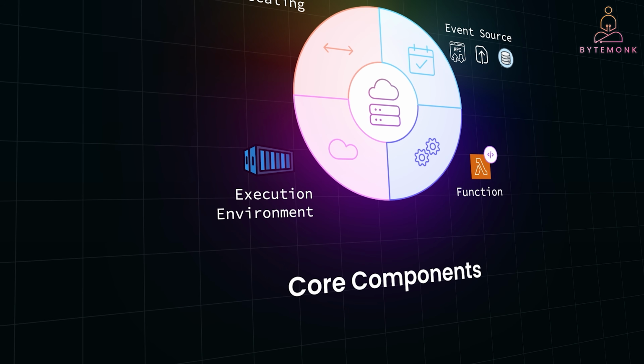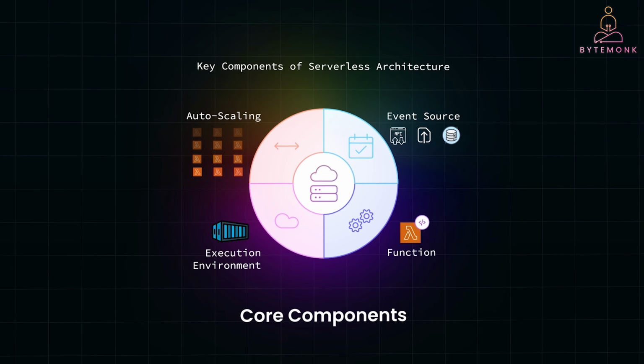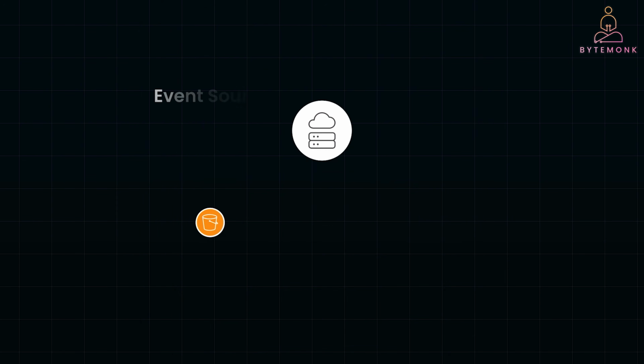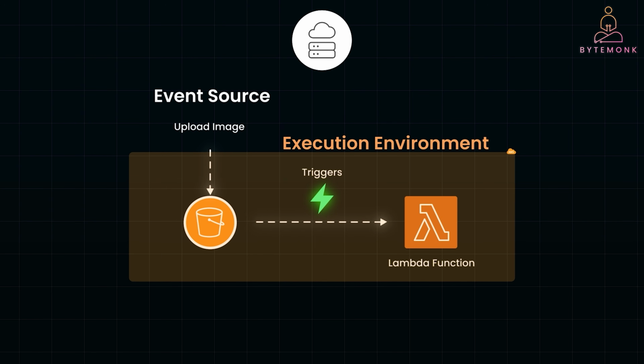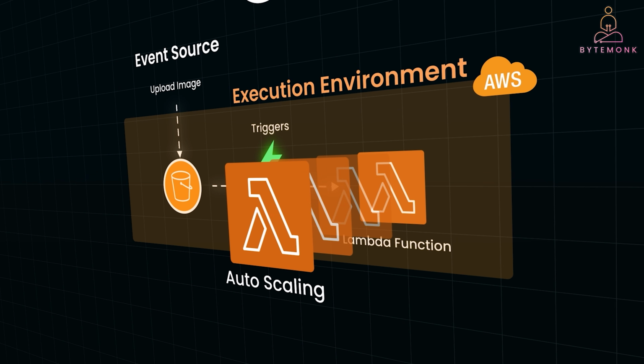Perhaps the most important feature of serverless is its ability to scale automatically. Whether you are handling 1 request per minute or 10,000 requests per second, serverless scales up and down instantly based on demand. For example, in our image resizing system, the event source would be the image upload to S3, which triggers our Lambda function. The execution environment managed by AWS handles all the underlying infrastructure, allowing the function to resize the image. Lastly, autoscaling ensures that no matter how many images are uploaded, the Lambda function will automatically scale to handle the load.